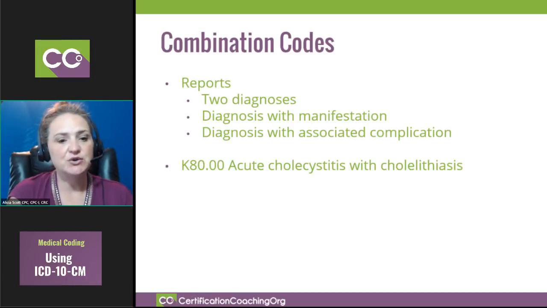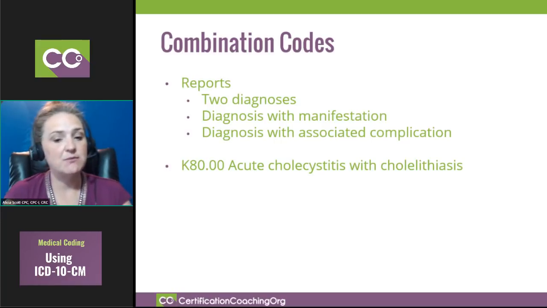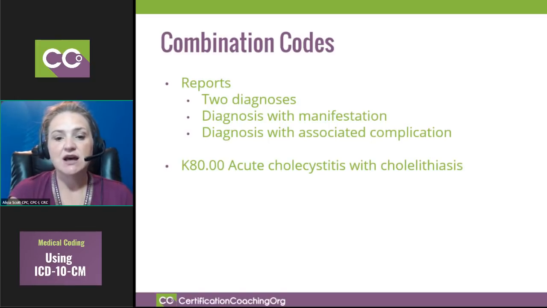So with combination codes, you're going to have two diagnoses. You're going to have the diagnosis and a manifestation, or you could have the diagnosis with associated complications, both complications and manifestations. They are different, though they sound like they might be the same. Manifestation is the result of, but associated complications is still kind of like a manifestation, but a higher specificity of a manifestation, I guess, would be the good way to say that.